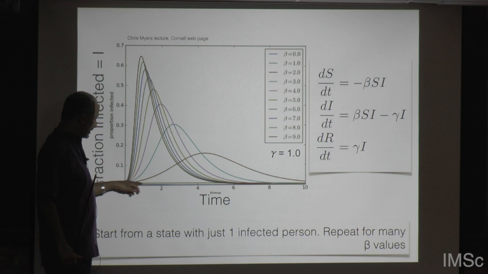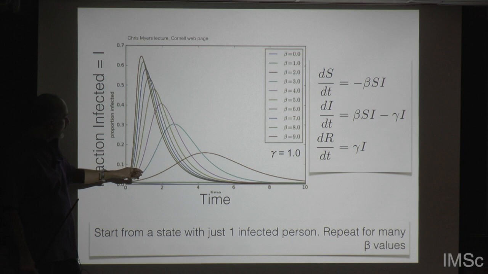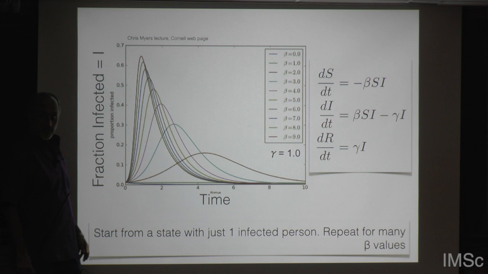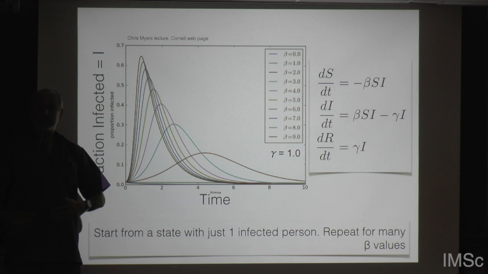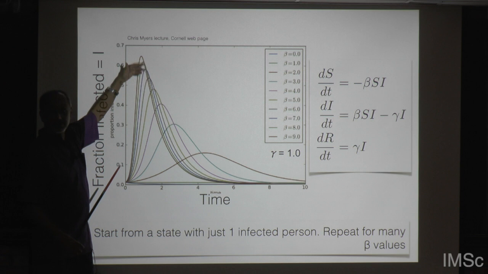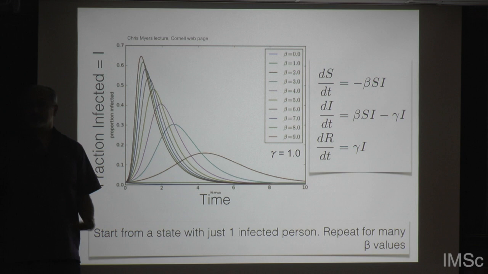Beta equal to 1 is, I think, this line here, where you have a gradual hump and then it comes down. And as I increase my beta, I go from this curve to this curve to this curve and so on. The larger the beta is, the more sharply this curve takes off, and the higher the peak value. The peak value shifts to smaller and smaller time. So the larger the beta, the earlier you encounter the peak in the infection, and the higher the fraction of people who are infected. By the time I get to beta equal to 9, the peak infection is something like 0.65, so 65% of the population is infected at the peak point.